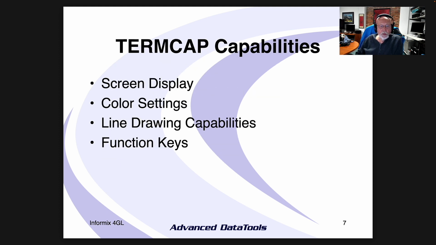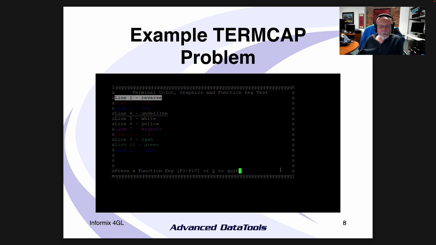So the capabilities are how to display things on the screen, and how to display color if your terminal has color. If you're on a WISE-50, you won't have color at all. Also how to draw nice straight lines instead of dashes, and then how the function keys work.